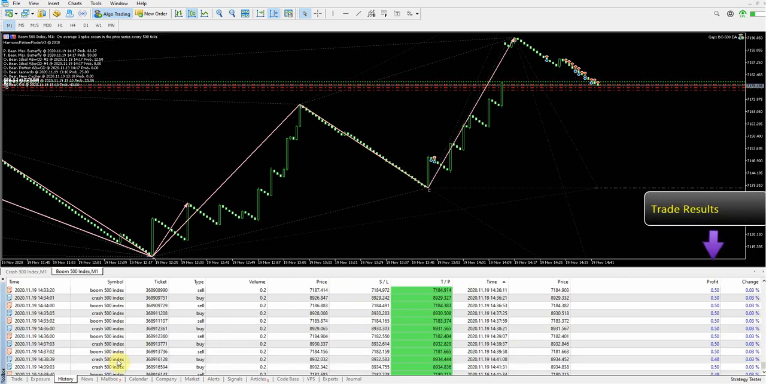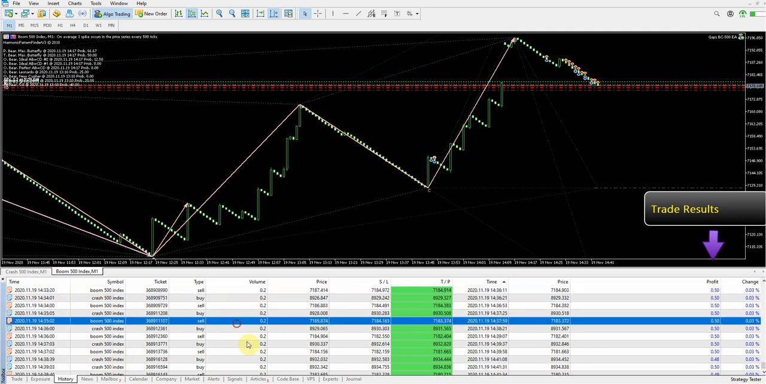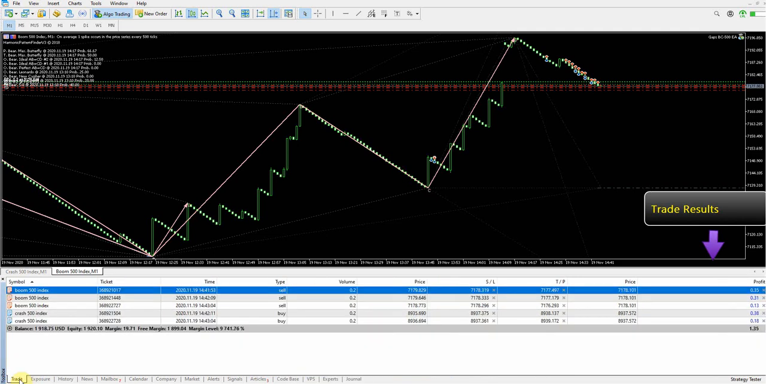These are the trade results of the past trades taken by EA. The win rate is good, but maybe that depends on the market. Get your copy and test and see how it works for you.